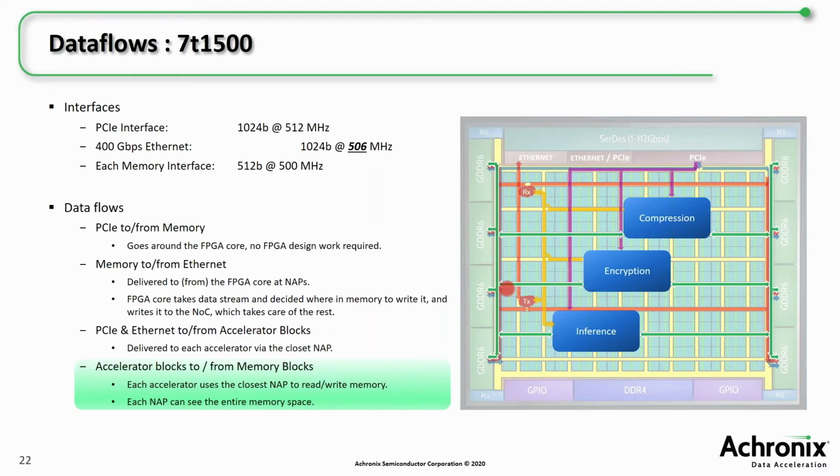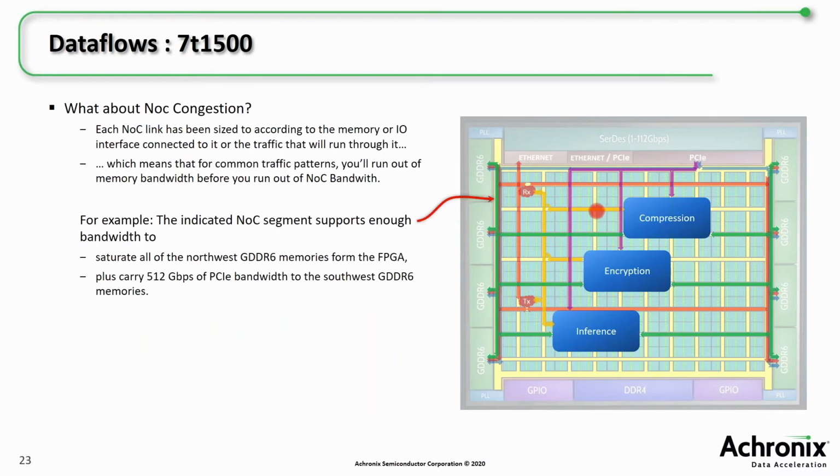For the accelerator blocks themselves to talk to memory, they can again use a local network access point to issue transactions that bring them across these green links to the most convenient or the most appropriate segment of external memory. One of the nice things about this network implementation is that every single location inside the FPGA core is able to access every single location of external memory without having to be physically positioned close to it. So you might wonder about NOC congestion.